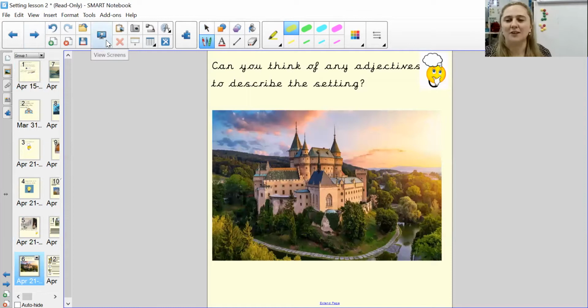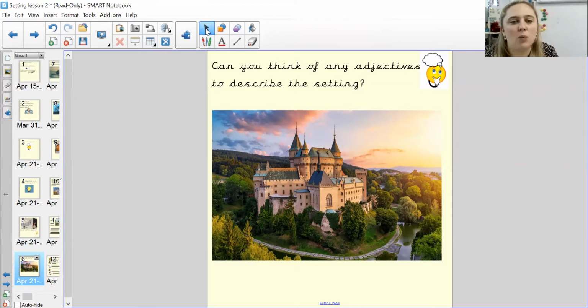Okay. So today we are describing the setting, and the setting is where the story is set. We are going to be describing the setting at the top of the beanstalk, where the giant's castle is. So the castle in the clouds. Okay, so we're going to have a look at this picture, okay? And we're going to think about words that we could use to describe the setting. So you can describe parts of the castle, but also the setting around the castle too.